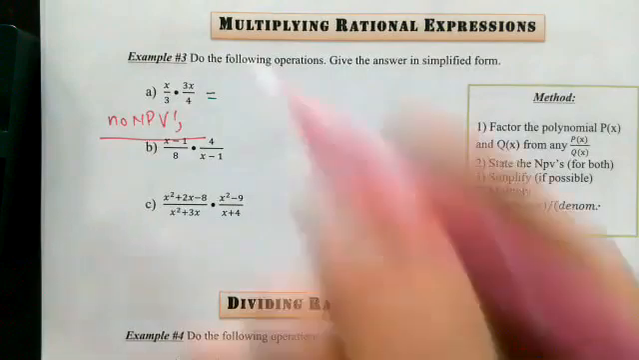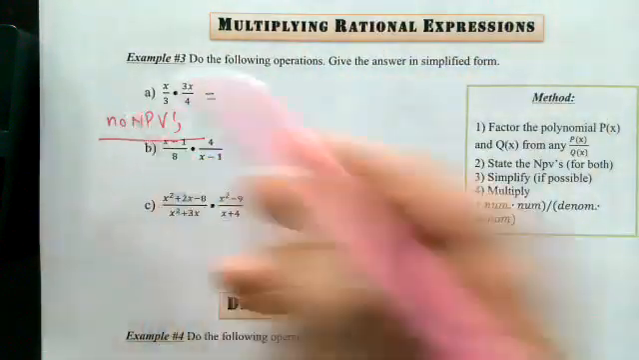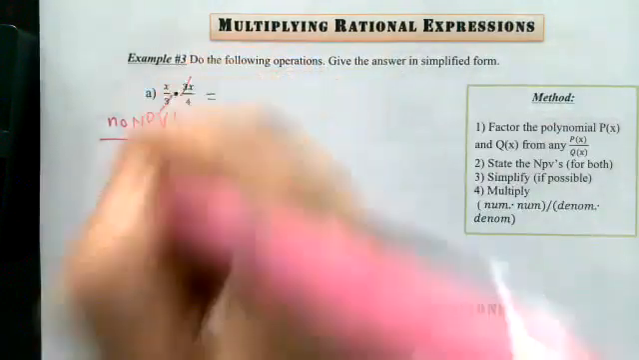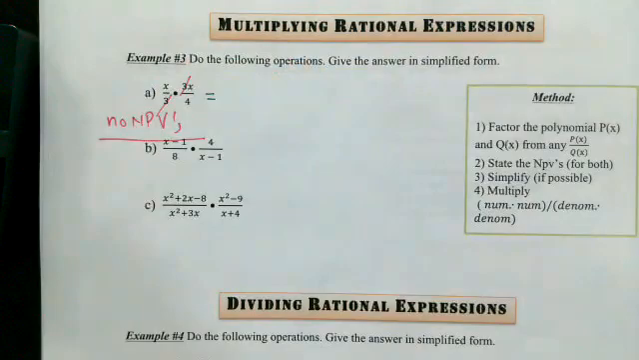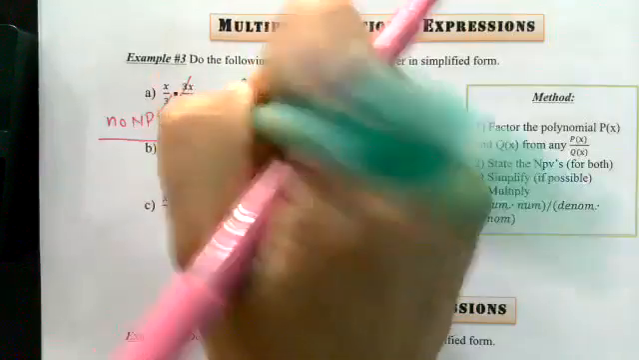And then to simplify, we have to see if any numbers simplify, any variable powers simplify. So in this case, only the 3 and the 3 will cancel out. And you have then x times x, which is x squared over 4.